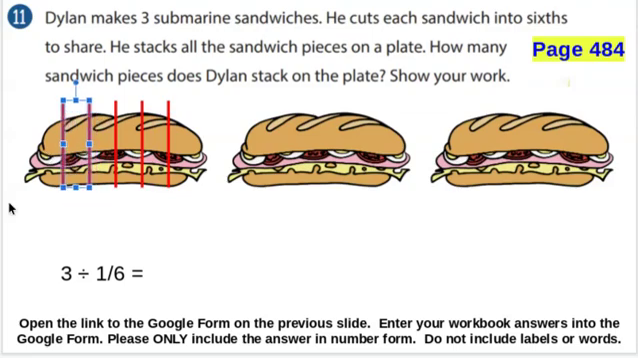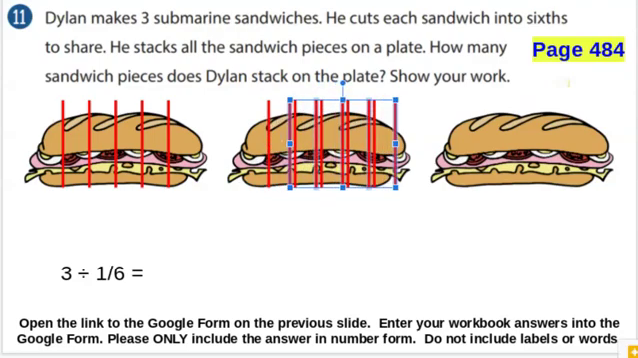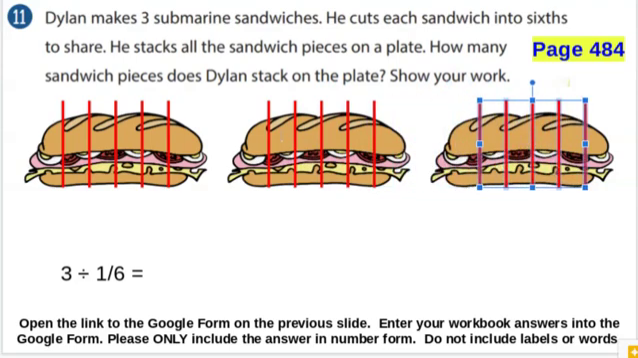So you can see that this first hoagie, I have 1/6, 2/6, 3/6, 4/6, 5/6, 6/6. 6/6 makes a whole, so you can see that each of these little pieces there are cut into 6. So now I'm going to duplicate this onto my other hoagies. So then you can see that I cut this one also into 6 equal pieces. And again, this last one I cut into 6 equal pieces.